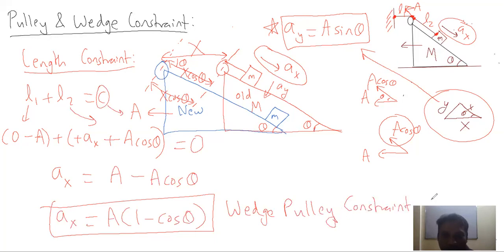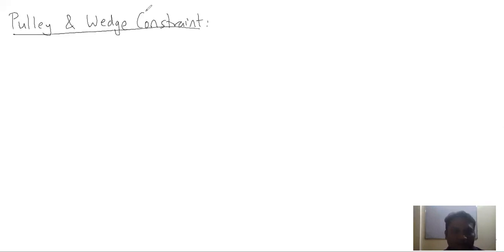So I hope you understood this clearly. This is slightly difficult, so let me show once more. For those who didn't understand previously, let us see once more. So we are seeing the pulley and wedge constraint. This is slightly difficult, so I'm repeating once again. Pulley and wedge constraint.